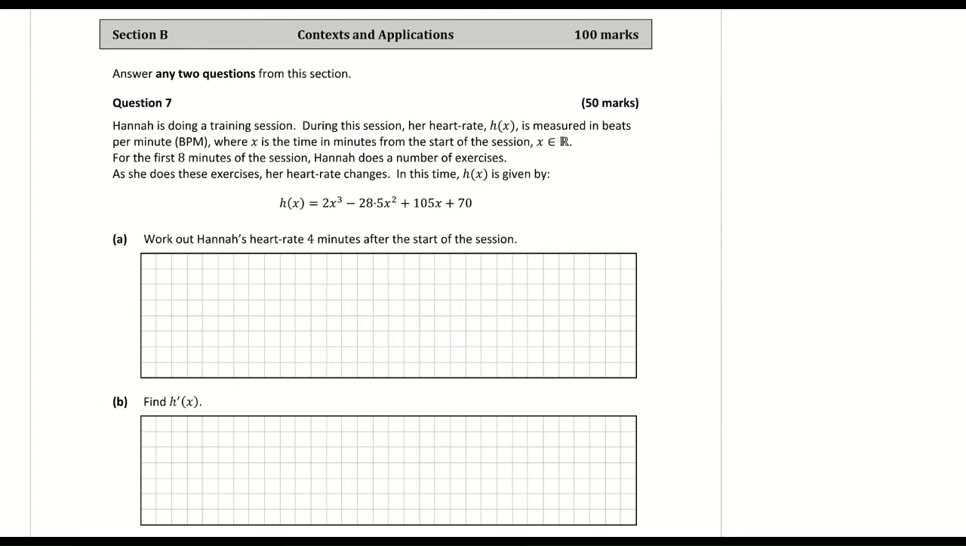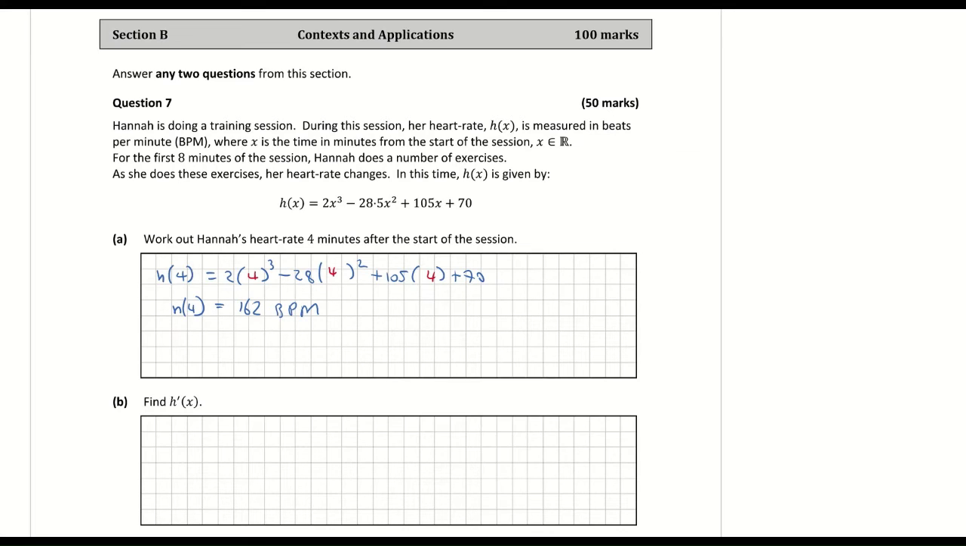Question 7a, work out Hannah's heart rate 4 minutes after the start of the session. So we're given the function here, h of x. I'm subbing in 4 for x, so x is standing for the time, and that will give me the heart rate after 4 minutes. So I'm basically solving for h of 4 here. Let me just write out my function here, and I'll write in my value for x. So subbing in 4 for x, and when I evaluate that, I'm getting h of 4, or her heart rate after 4 minutes, which is giving me 162 beats per minute. So nothing too hard there.